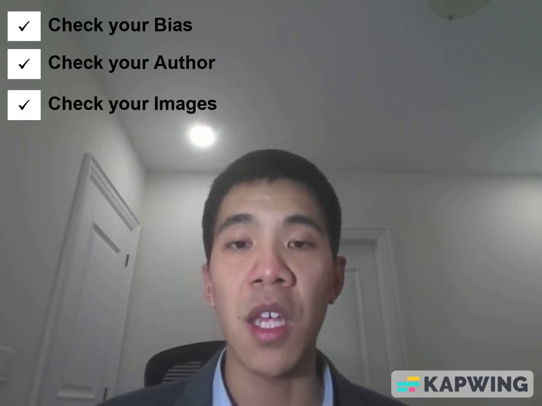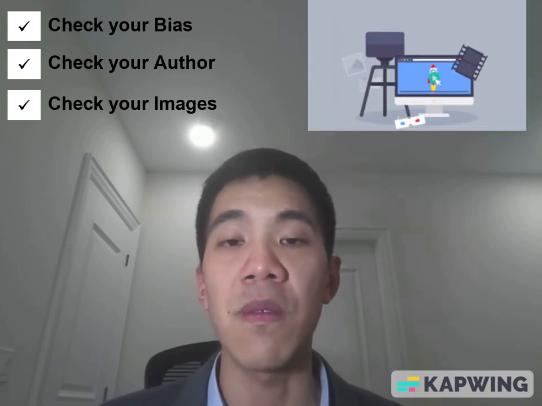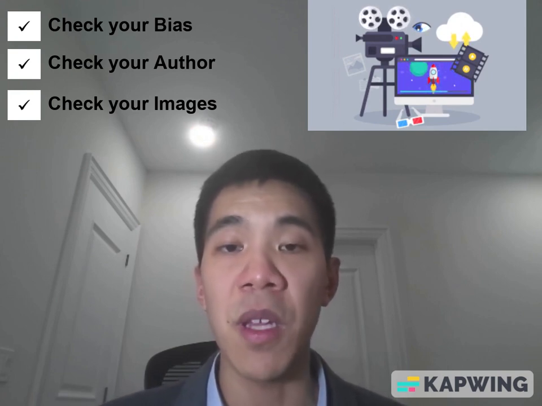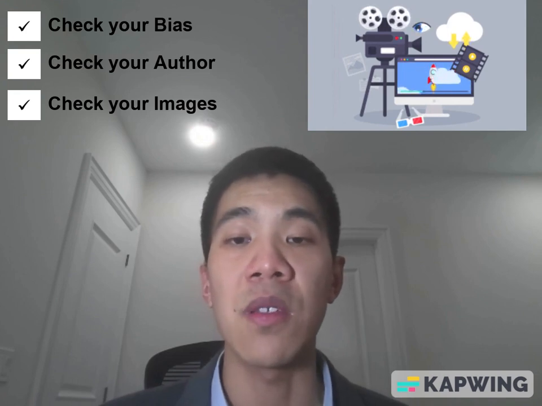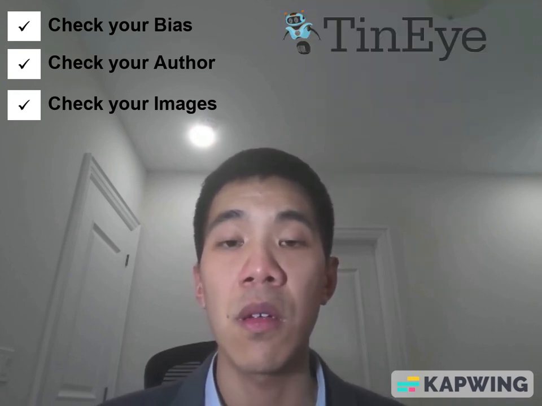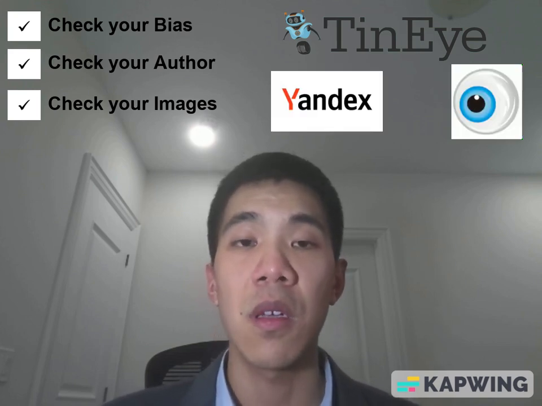Tip 3, check the images. When you look at an image, it's very easy to manipulate it to suit a certain type of narrative. So to check whether the image has actually been manipulated, do an image reverse search. There are many applications to do this. An example of this could be TinEye, Yandex, and Reveye.